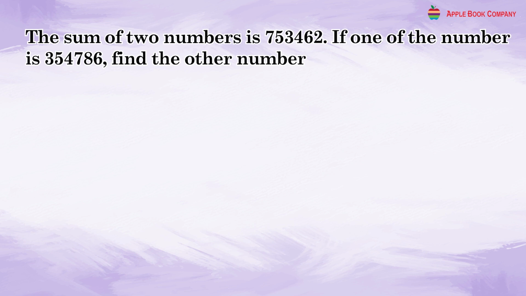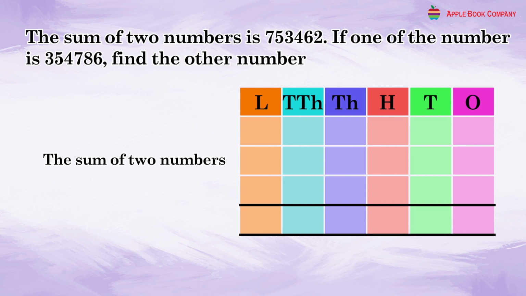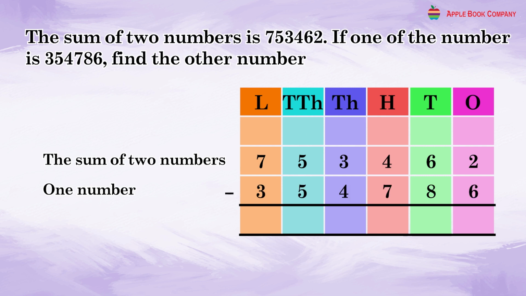The sum of two numbers is 7,53,462. If one of the numbers is 3,54,786, find the other number. The sum of two numbers is equal to 7,53,462. The other number is 3,54,786. Let's start the subtraction.